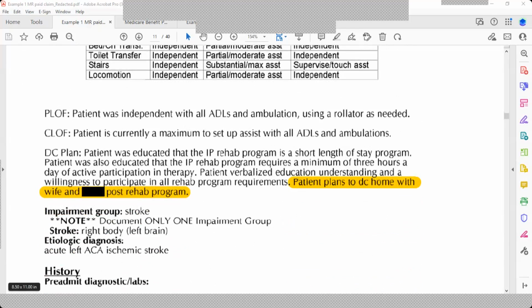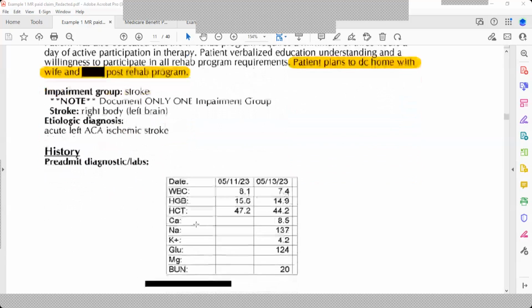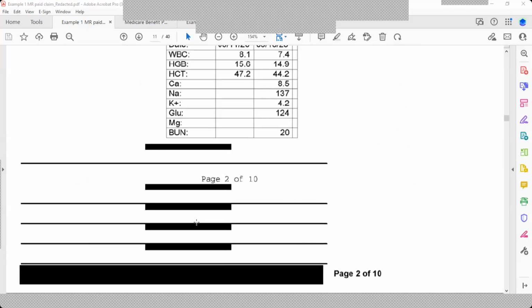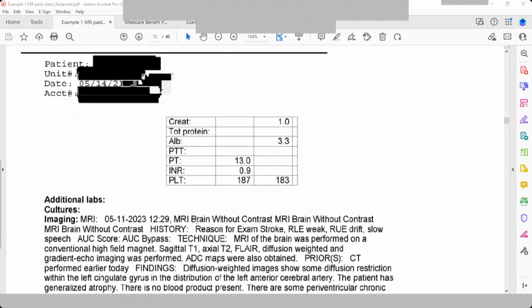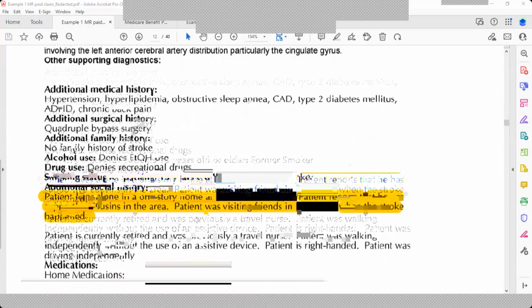Now, if you notice here under the discharge plan, the documentation states the patient plans to discharge home with his wife and the facility post-rehab program. However, later in the chart, the Inpatient Rehabilitation Facility Patient Assessment Instrument, or the IRF-PAI, states that he's divorced. So we'll look at that documentation in a little bit on the IRF-PAI. Now, if we scroll down to the bottom of the next page, we're going to find the additional social history.